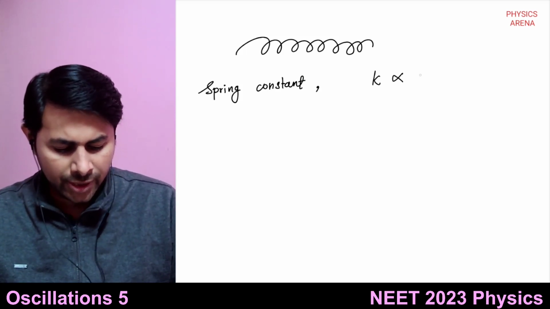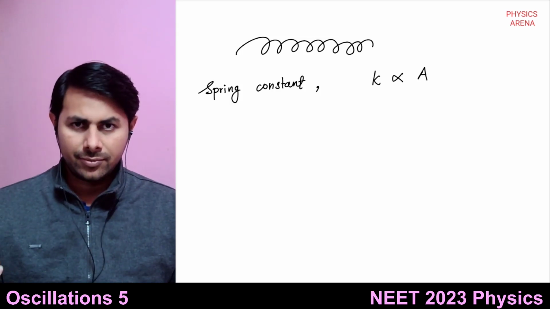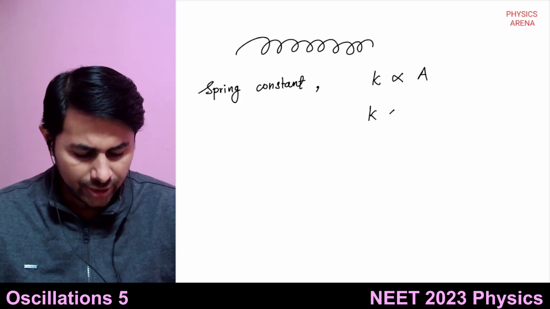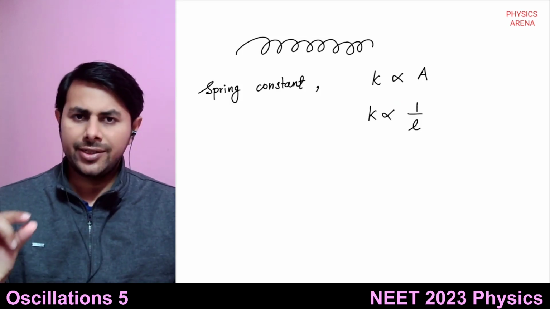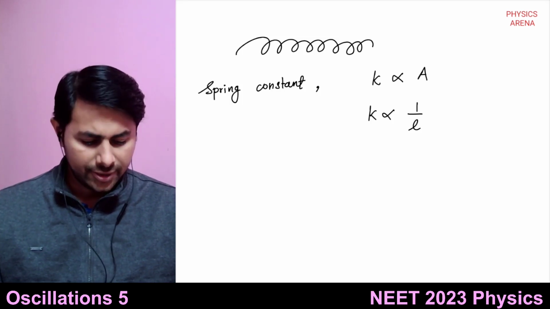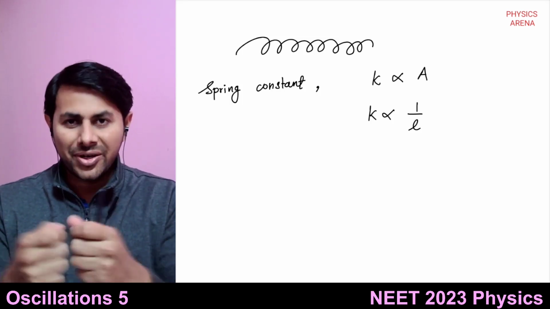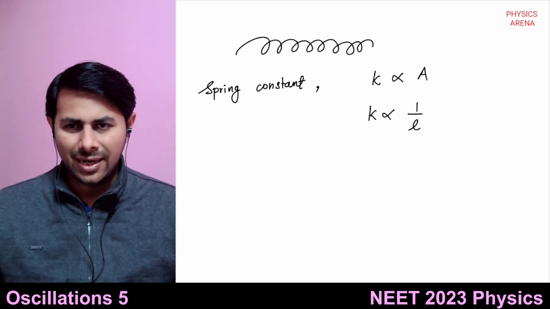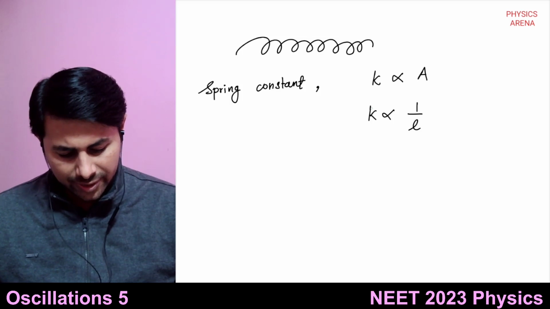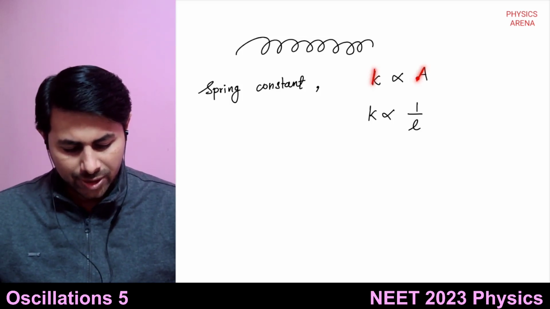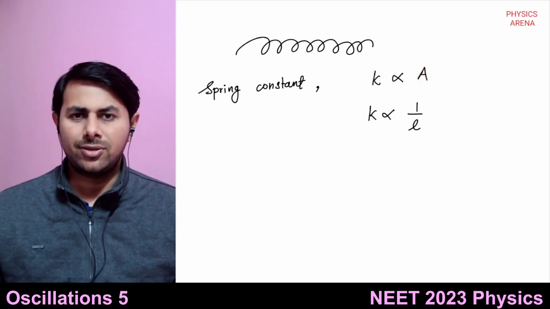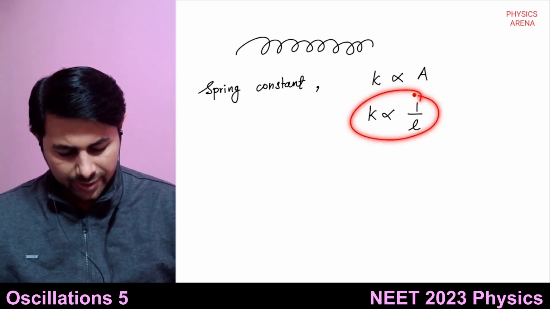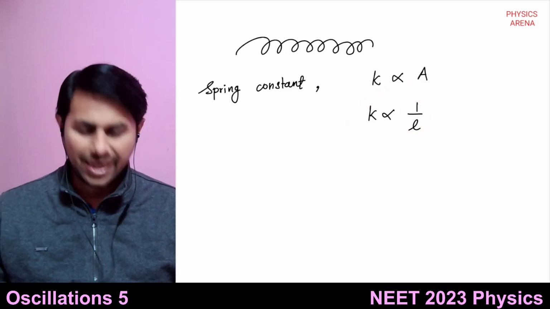is directly proportional to the area, that means the thickness of the spring, and it is inversely proportional to the length. So the thicker the spring, the more its spring constant, and the longer the spring, the weaker it will be, right? So spring constant is directly proportional to area and inversely proportional to the length. If we remember this, then we can solve some nice problems.